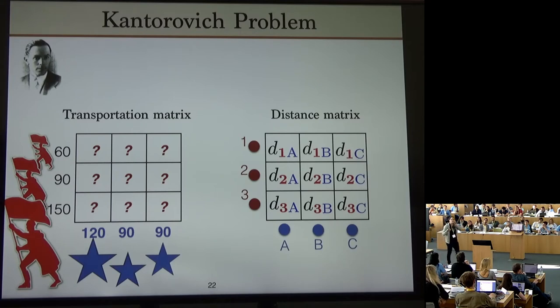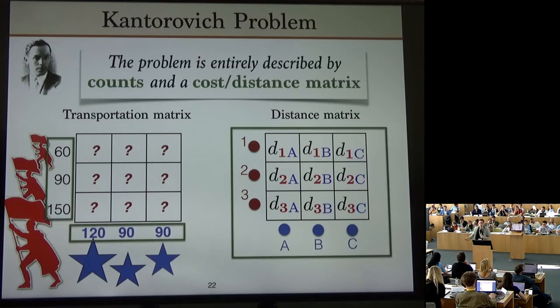And then the question that Kantorovich asks is, how much from each barrack will I send to each front line? And this you can summarize in a matrix. We usually call this a transportation matrix, or a coupling, if you use probabilistic words. Essentially, if you give me two histograms, two marginals, I want to find a matrix that will have some properties such that it describes such a transportation.